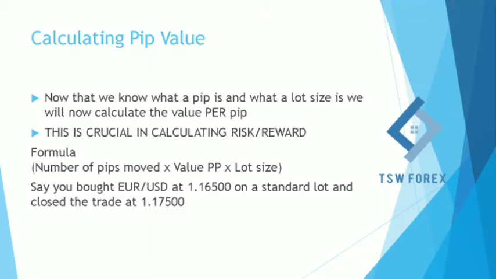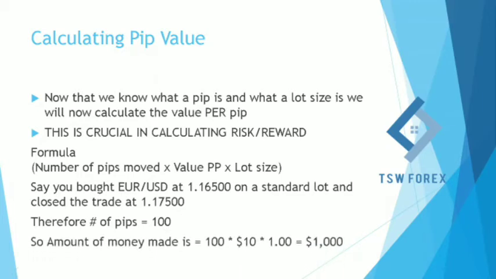So say you bought your USD at 1.16500 on a standard lot and closed that trade at 1.17500. Therefore, the number of pips is 100 pips, because remember, the last decimal place is a pipet. We're not going to focus on that. So we have 1.1750 minus 1.1650, and that gives us 100 pips.